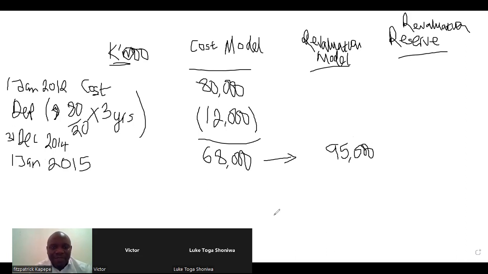Let me explain this. The number of years originally coming from the 20 years economic lifespan remains as is. As you revalue, always know that you don't revalue the years. Otherwise it would be a change of estimates. You have already used 3 years, so the remaining lifespan of this asset is now 17 years. Please get this right because it is important.